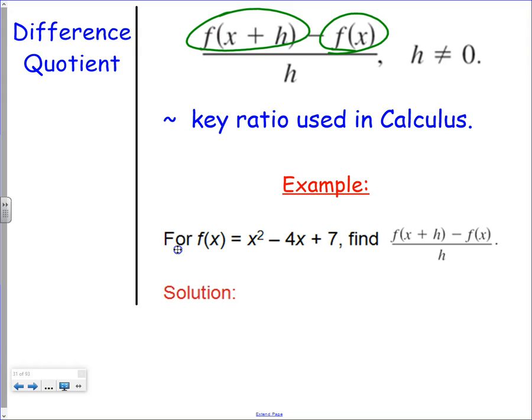So, let's take the example on the board, which is f of x equals x squared minus 4x plus 7. Okay? You have 2 options. One option is to figure out the pieces first, then plug them in. Or the second option is just put it all in, and then you're not scared of the division or the subtraction or the over h. And you'll just do it all at once. You can either simplify first, figure out basically the numerator first, then divide by h, or you can just plug it all in and simplify.